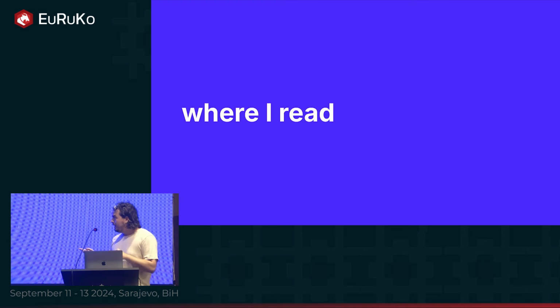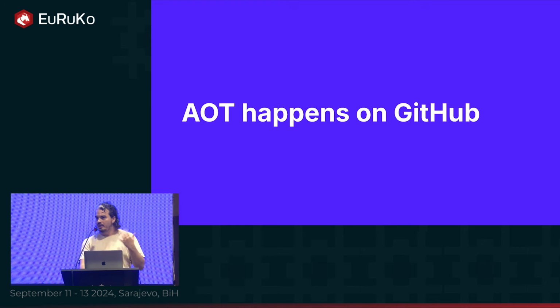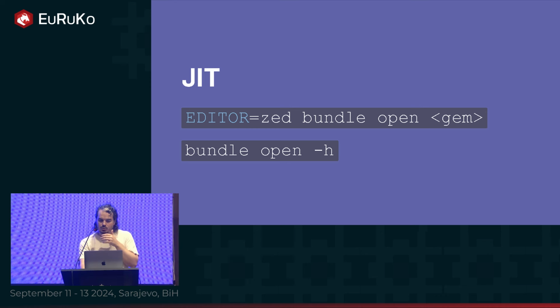Now, where I read: when I do ahead of time, I tend to do it just on GitHub because it's just less friction than having to manage a copy. And GitHub's UI these days I find to be quite good at this, and they have a simple representation where we can click around and so forth. But whenever I do the just-in-time reading, I tend to just do bundle open.